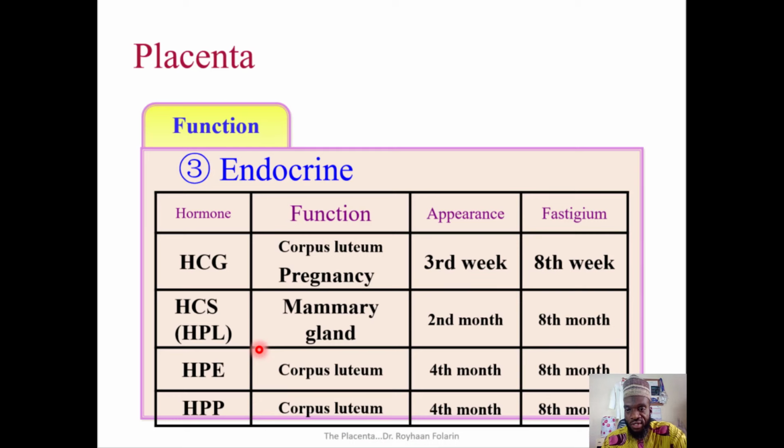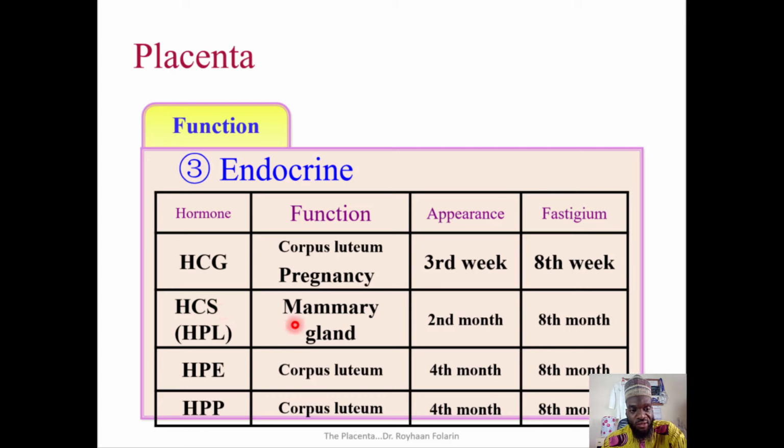A third major function of the placenta is its endocrine function, where you have it secreting a number of hormones like the human chorionic gonadotropin, which stimulates the corpus luteum, and this usually appears in the third week and gets to the peak around the eighth week. You also have the human chorionic somatomammotropin, that's HCS. It's also known as the human placental lactogen.